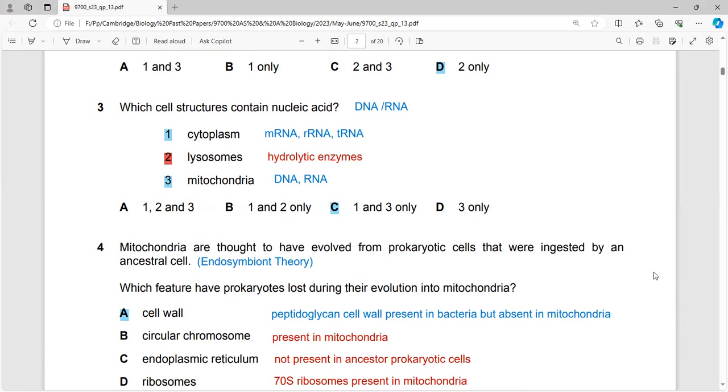Question number 3: which cell structure contains nucleic acid? Nucleic acid means DNA or RNA. The cytoplasm contains messenger RNA, ribosomal RNA, and transfer RNA for protein synthesis. What about mitochondria? They contain circular DNA and messenger RNA, which is produced from the circular DNA. What about lysosomes? They contain hydrolytic enzymes for intracellular or extracellular digestion. So there is no nucleic acid present in lysosomes. So C is our correct answer here.